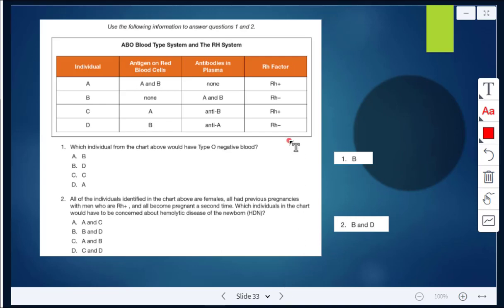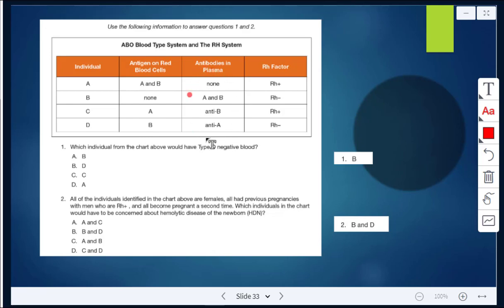All right, let's take a look here. We have a chart showing four individuals, individual A, B, C, and D. These are the antigens on their red blood cells. So type A has antigens A and B, type B has none, type C has A, person D has type B. So again, these are the individuals A, B, C, and D, and these were their antigens on their blood cells.